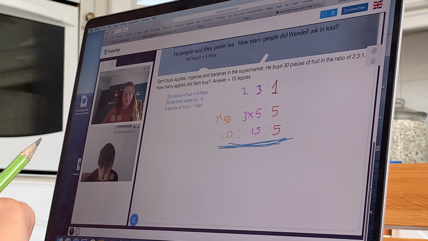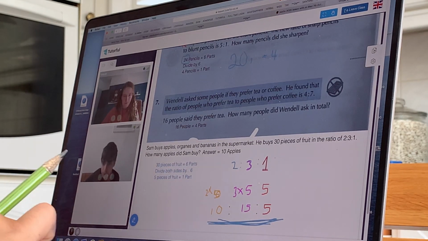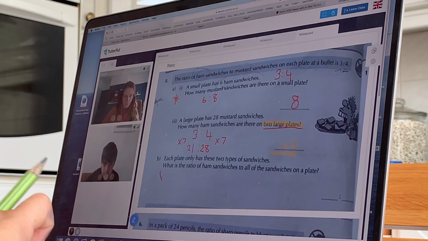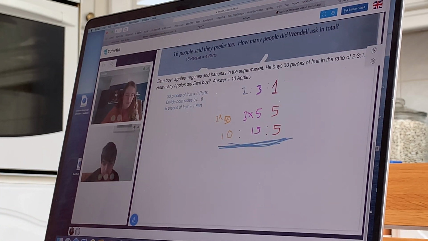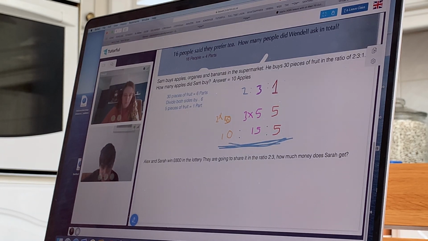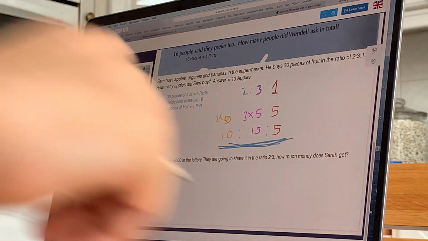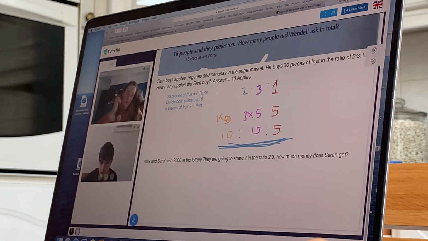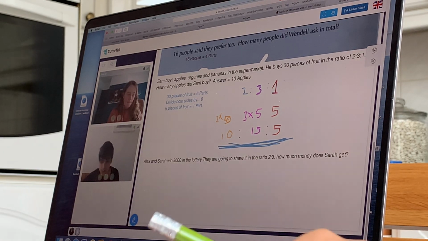Okay, so Alex wins £600. Would the £600 be the number they are sharing? Yep. And then 2 would be 300. No, it's 3. We need to get how much Sarah wins. Okay.